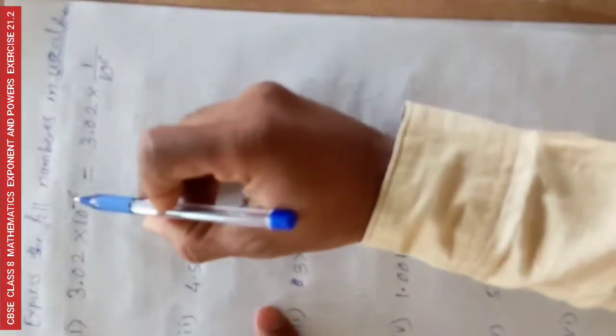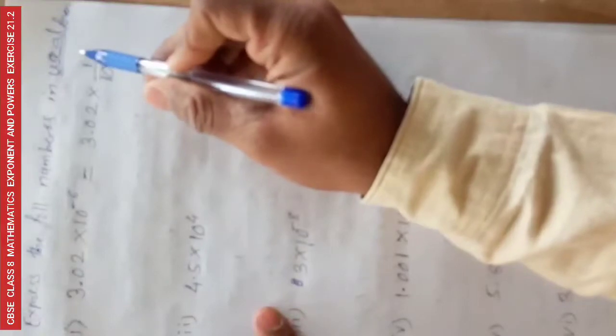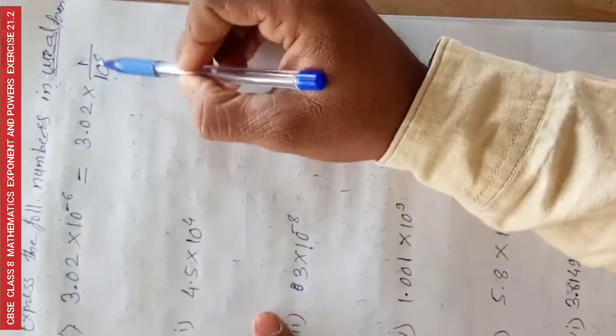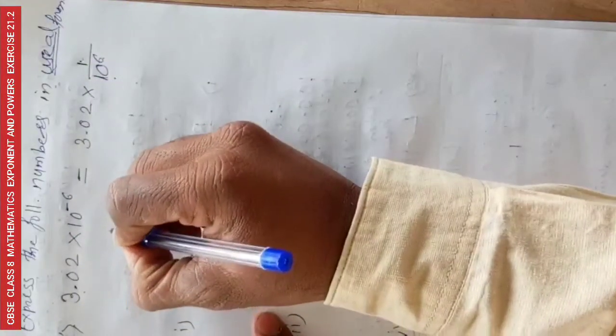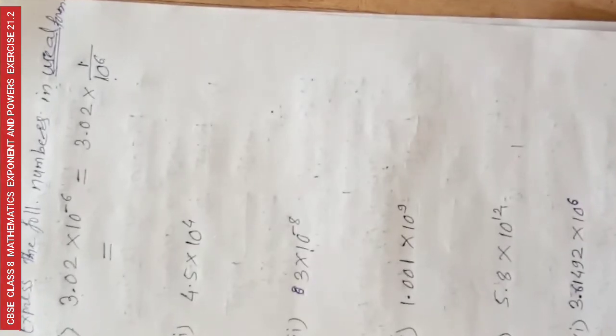So here the negative exponent can be converted into positive, using the multiplicative inverse. Okay. So 1 upon 10 raised to the power 6. Now here the 10 raised to the power 6 is present in the denominator, or the exponent is negative. When the exponent is negative, at that time you just shift the decimal point from right to left.